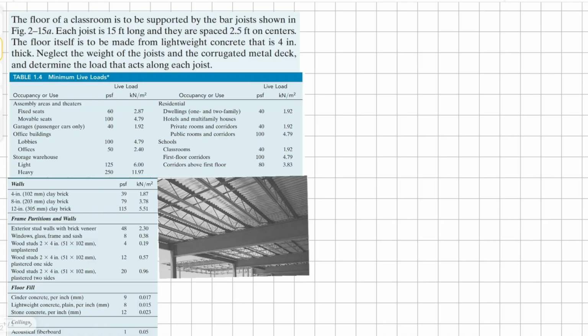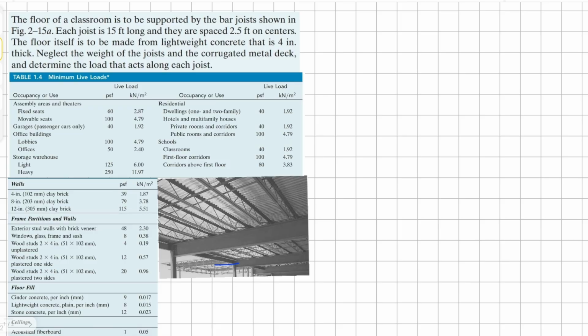The floor is supported by bar joists as shown in the picture here. Each joist is 15 feet long and they are spaced 2.5 feet on center. The floor itself is to be made from lightweight concrete that is 4 inches thick, and we are supposed to neglect the weight of the joist and corrugated metal deck and determine the load that acts along each joist.